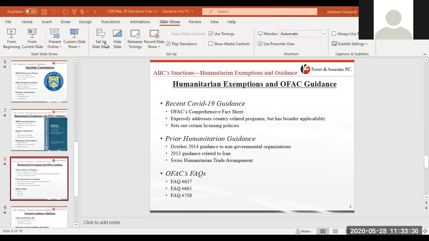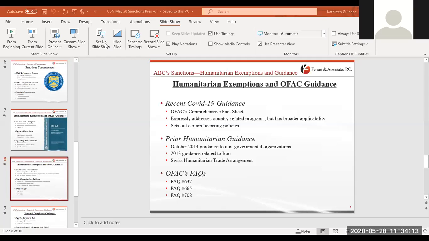And what the Swiss humanitarian trade arrangement is, it was a mechanism set up between the United States and Switzerland, whereby Swiss financial institutions and importers could gain additional comfort from OFAC in the form of written guidance that their activity was authorized if they undertook certain enhanced due diligence activities and engaged in some enhanced reporting requirements to Treasury regarding the activities they were undertaking with respect to Iran specifically.